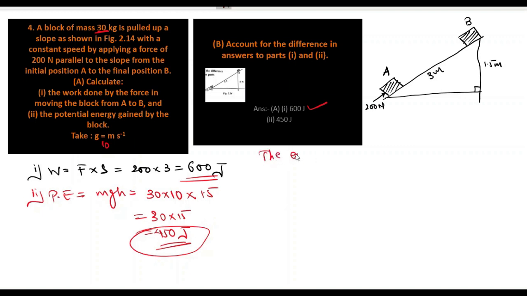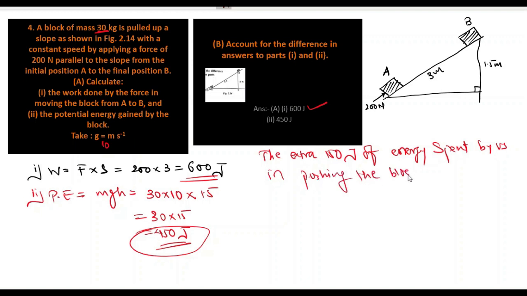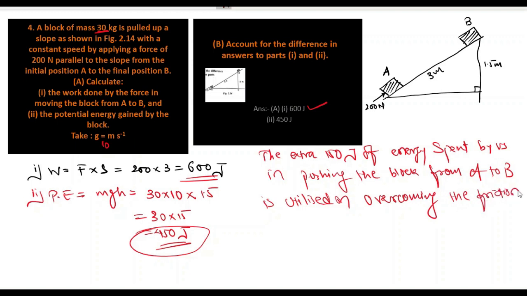So the extra 150 joules of energy spent by us in pushing the block from A to B is utilized in overcoming the friction between the block and the surface of the inclined plane or the slope.